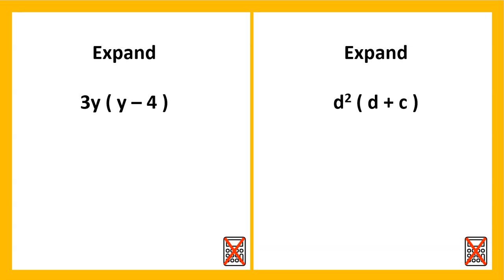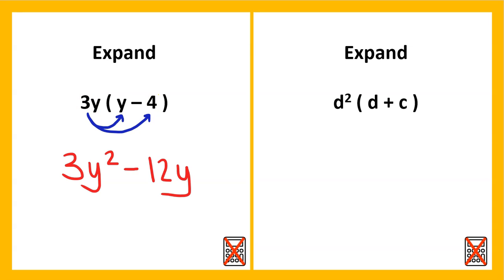On to the intermediate questions with a slight increase in difficulty. 3y will need to be multiplied by y. This will give us 3y squared. Lastly, we'll need to multiply 3y by 4, separated by a subtraction. 3y times 4 is 12 lots of y.